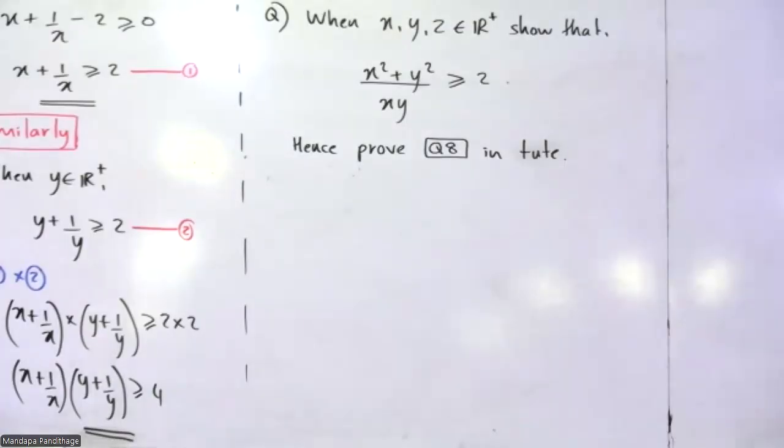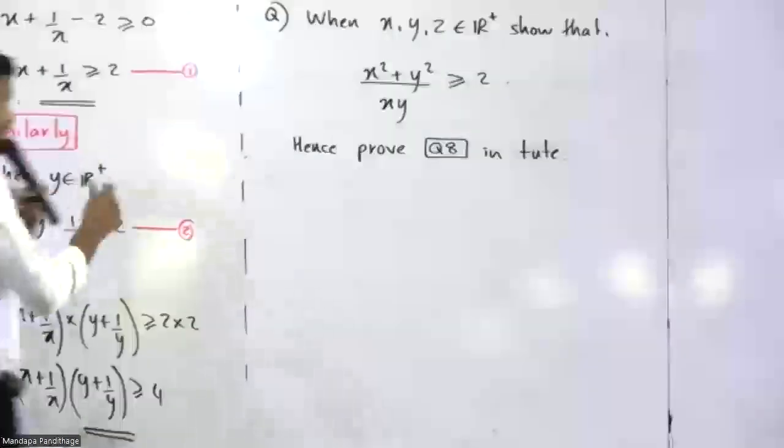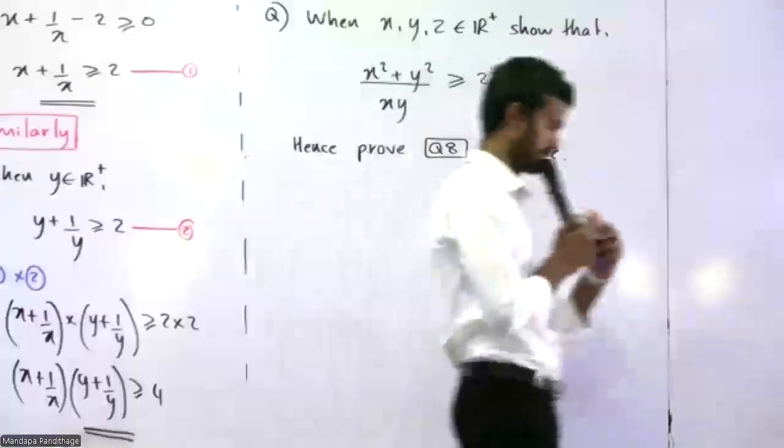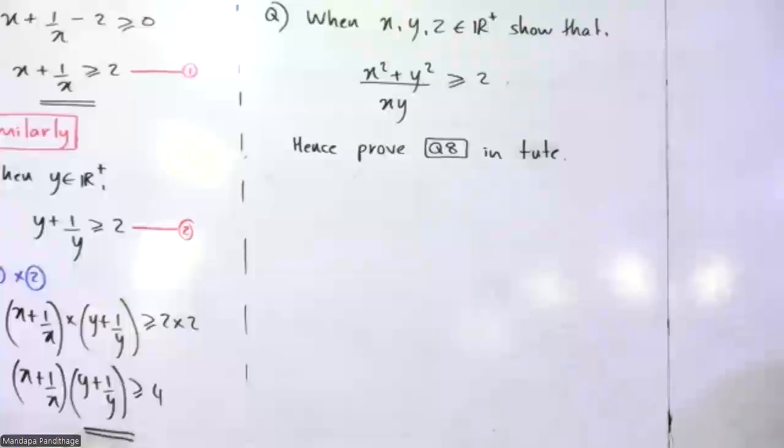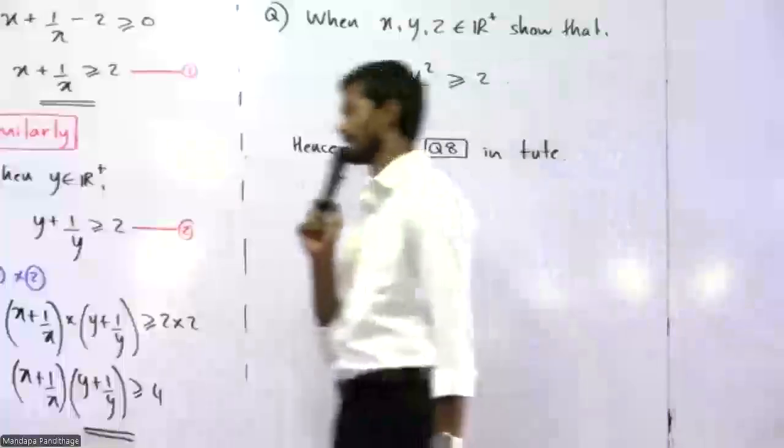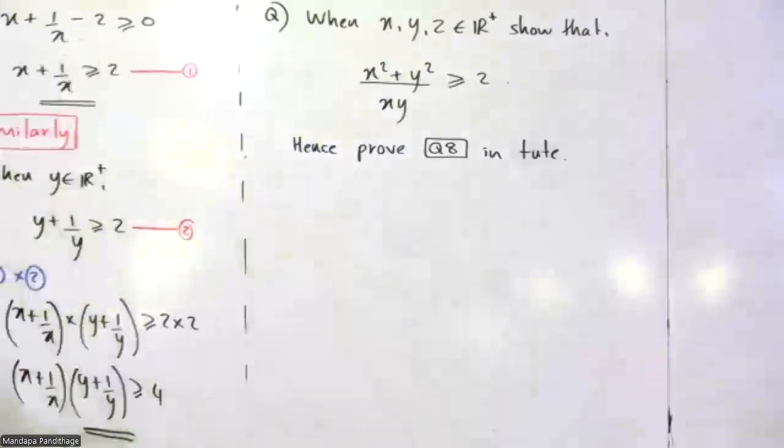Silence, silence. I have given a question. When x, y, z are positive real numbers, first show this one. x squared plus y squared over xy is greater than or equal to 2. Hence, prove question number 8 in the dude. Silence, do the work. Easy question. I need the entire class to do it.